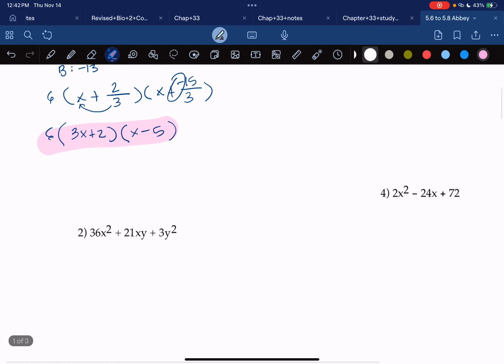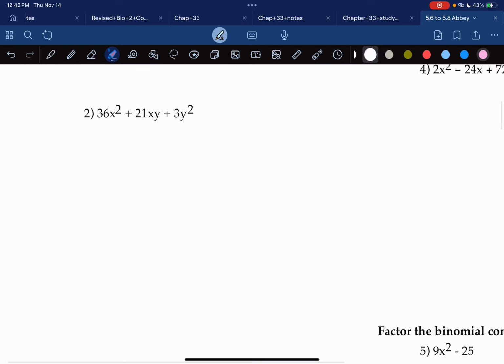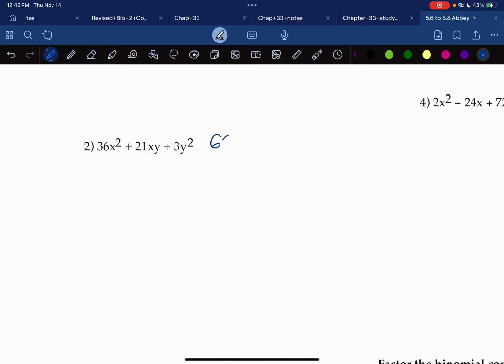For number 2, we're going to be factoring once again. And we have to find our greatest common factor within all of these numbers. Our greatest common factor here is going to be 3. Now we can factor 3 out front of all of these numbers. 36 divided by 3 is 12, so 12x squared plus 21 divided by 3 is 7, so 7xy, plus 3 divided by 3 is 1, so just y squared.